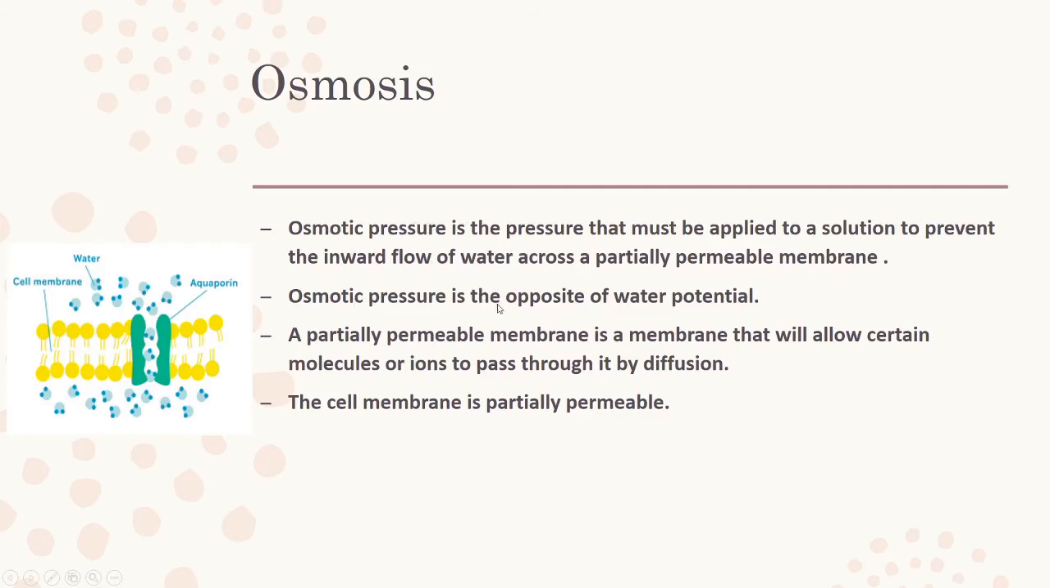Osmotic pressure is the opposite of water potential. A partially permeable membrane is a membrane that will allow certain molecules or ions to pass through it by diffusion, which we learned in our first lesson of biology. The cell membrane is partially permeable. We see it's partially permeable. I told you about the hydrophobic and hydrophilic tails and heads.